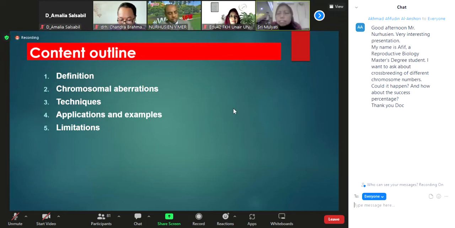This is an outline of the content. We'll start by defining what cytogenetics is. We'll look into also the different types of chromosomal aberrations linked to reproductive issues. We'll also look into techniques, applications, and also examples.